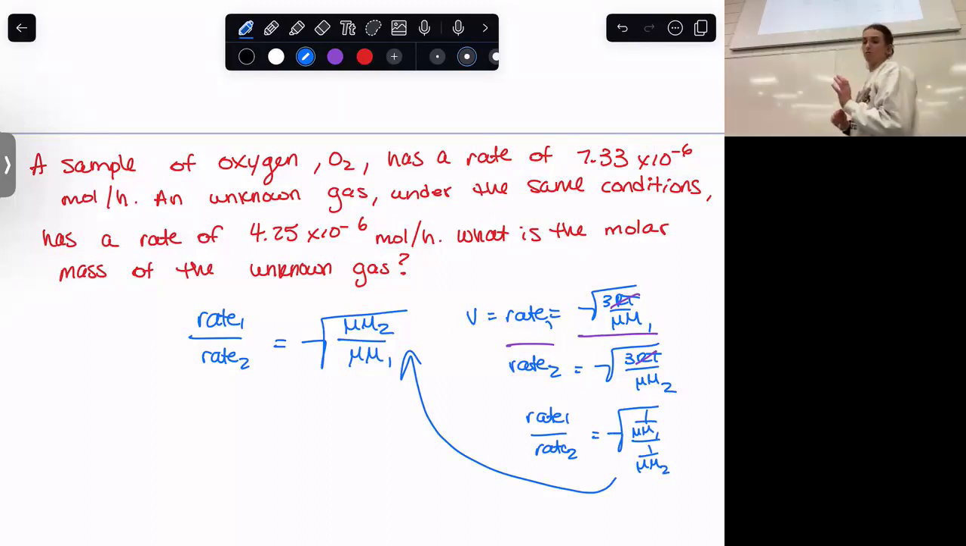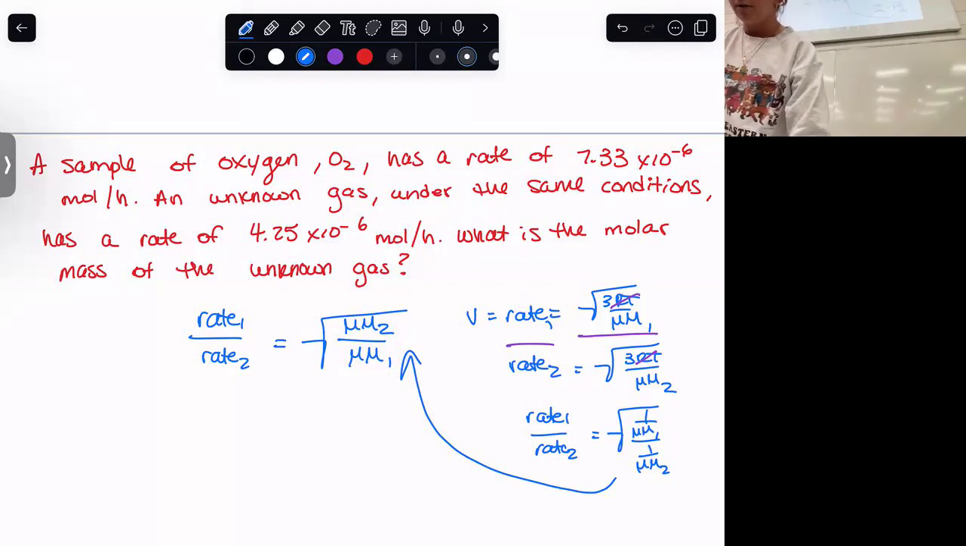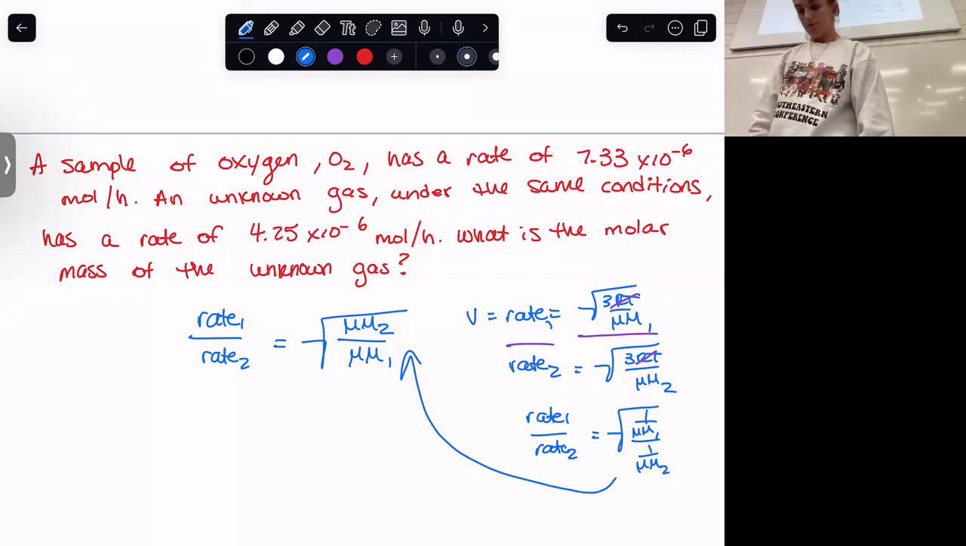But I don't remember if this one's given to you, but if you do have to memorize this equation, rate 1 over rate 2, if you just remember 1 and 2, and then you know that you have to flip and have an inverse of the other one, right? 1, 2, 2, 1 in terms of your equation. Okay, so why don't you all try and solve the rest of this? See if you can find the molar mass of your gas.